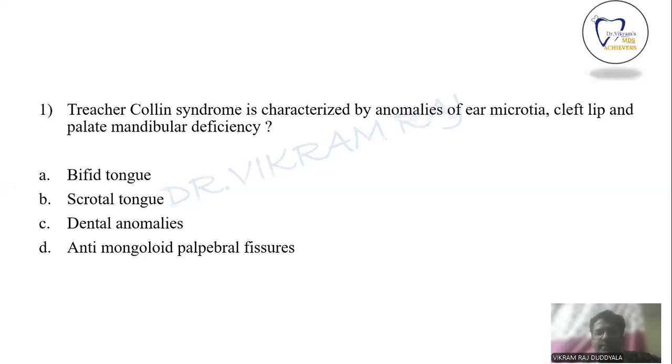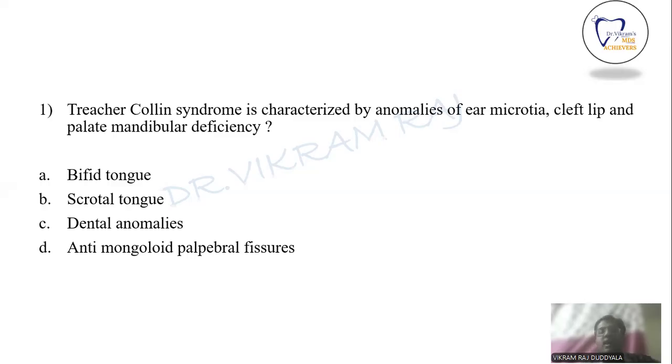Firstly, simple questions, somewhat lengthy, but just a simple question that you can answer directly if you know. You can see, Treacher Collins syndrome is characterized by anomalies of the ear, microtia, cleft lip and palate, and mandibular deficiency. You can see all the options underneath.